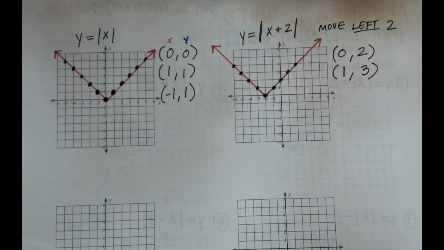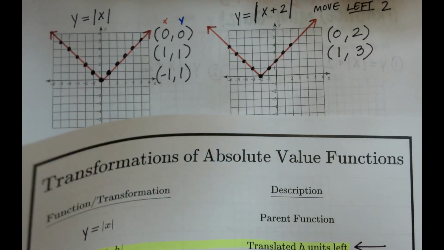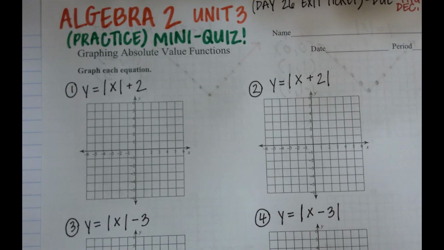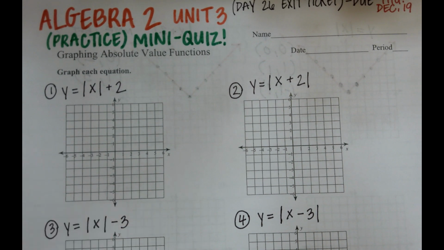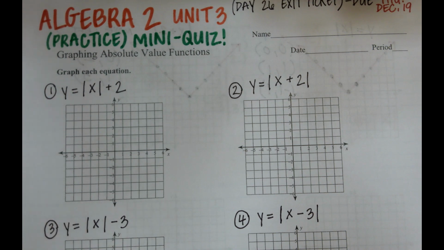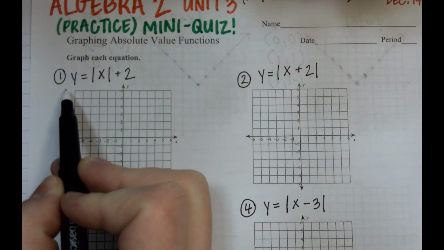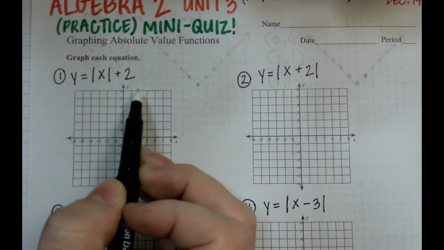All right. Okay, so let's flip it over and look at the actual little practice mini quiz and make sure that we kind of know what we're doing here. Let's start with number 1. Okay, so number 1, we have the formula y equals the absolute value of x plus 2.